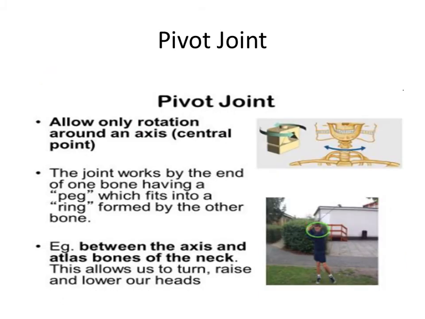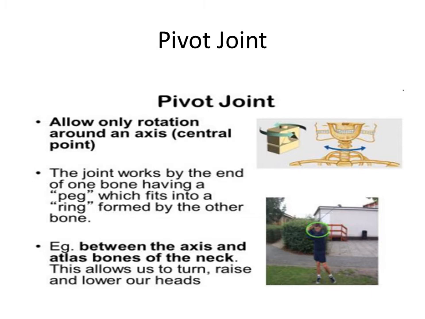Now, pivot joint. Pivot joint allows only rotation around an axis. For example, you can call it a central point. The joint works by the end of one bone having a peg which fits into a ring formed by the other bone. Example between the axis and atlas bone of the neck. This allows us to turn, raise, and lower our heads. So that's what you call the pivot joint, okay?